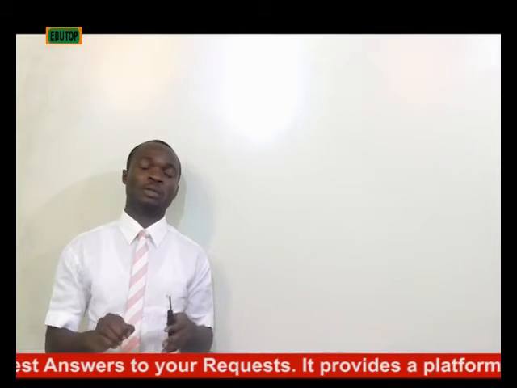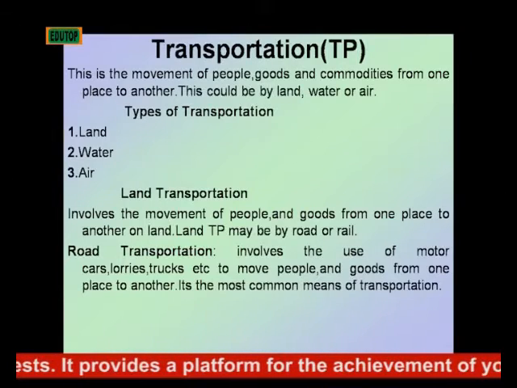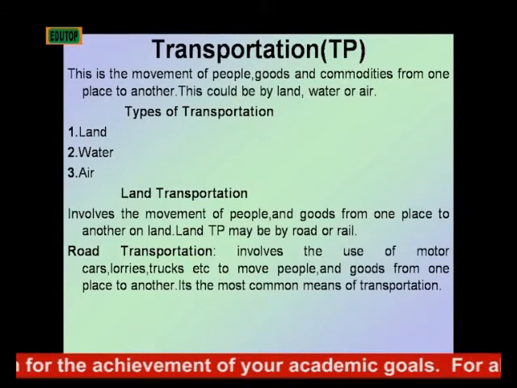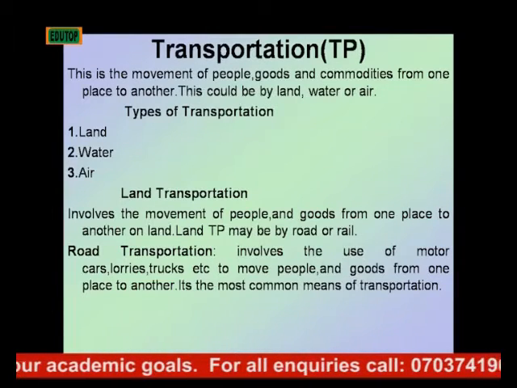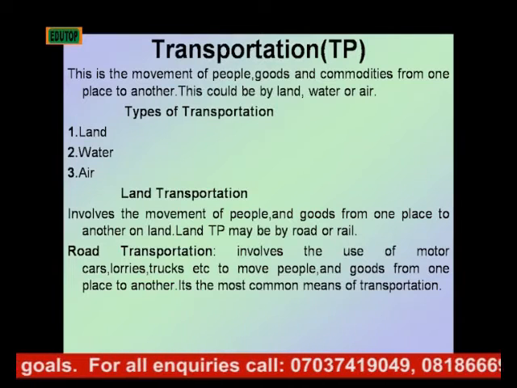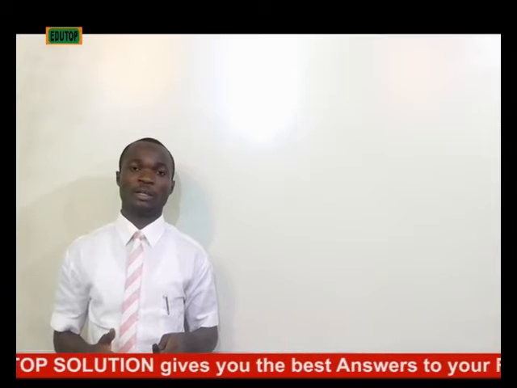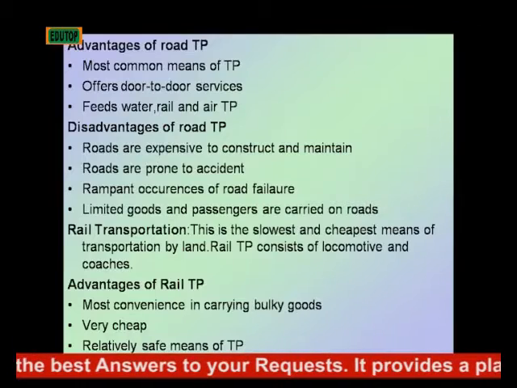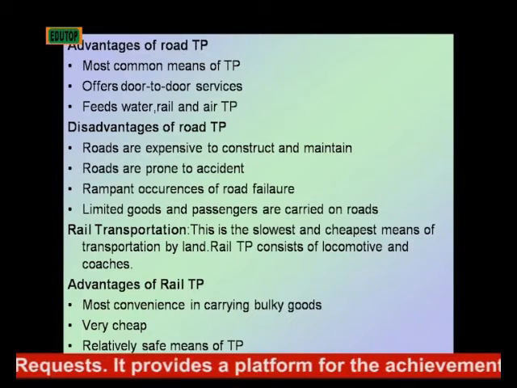Now, let's look a little more into road transportation. Road transportation involves the use of motor cars, lorries, trucks, etc. to move people and goods as well from one place to another. It is the most common means of transportation, and it has the following advantages and disadvantages. One of the advantages here of road transportation is that it is the most common means of transportation. Another advantage is that it offers door-to-door services.